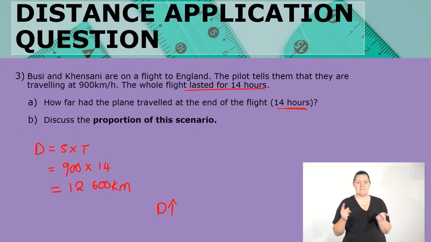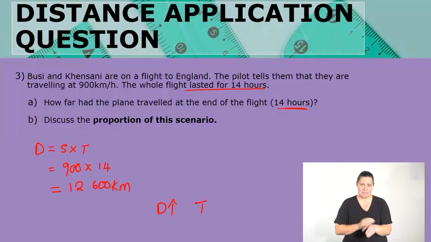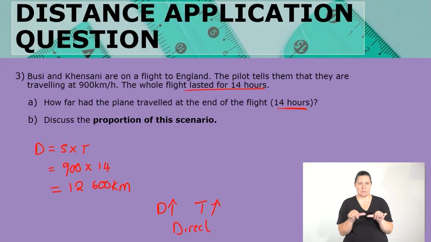Remember, initially we were dealing with 5 hours. Now we are dealing with 14 hours. So the time has also increased as well. So an increase in time means an increase in distance because we are still working with the same speed. What does this mean? An increase in distance, an increase in time. This means that they are directly proportional.